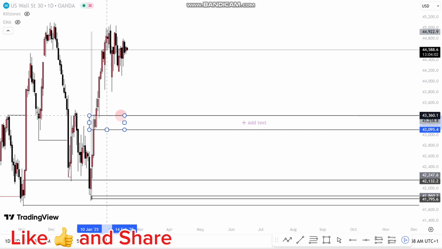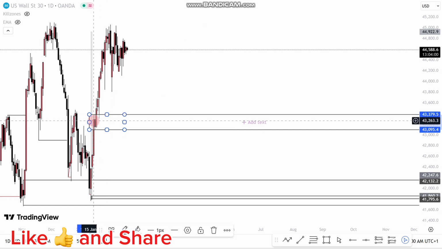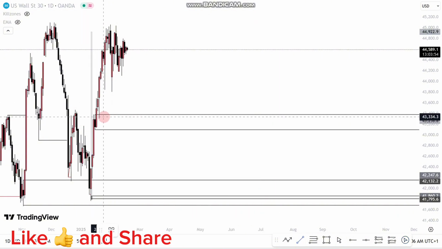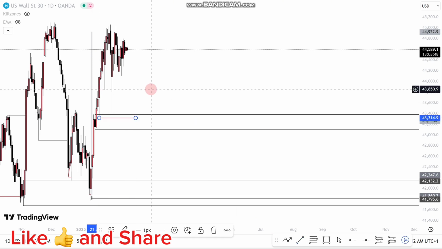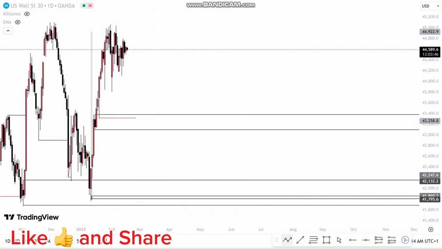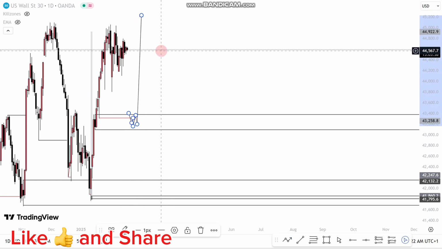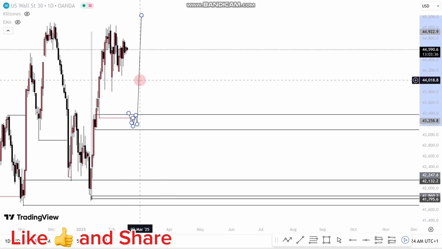right? If DXY can actually come here, take out this low, if it takes it out on the 15 minutes, get a change of character, I will buy to the upside to take this entire highs out. It's just very simple.